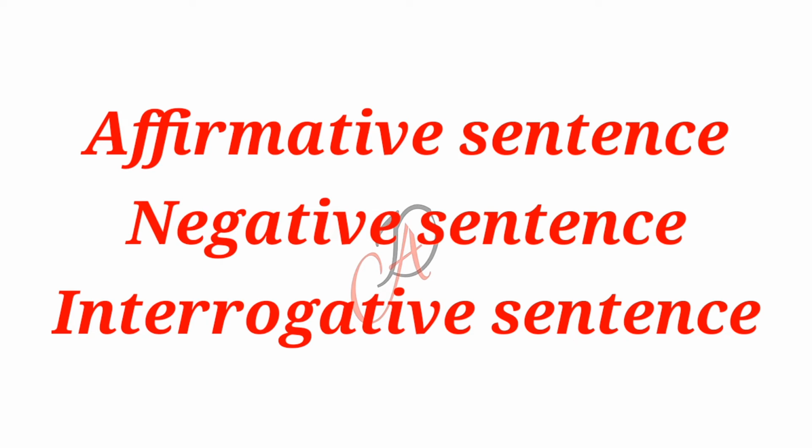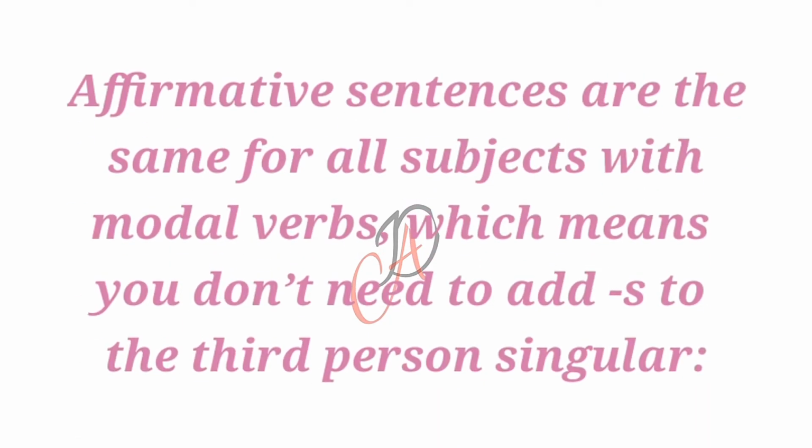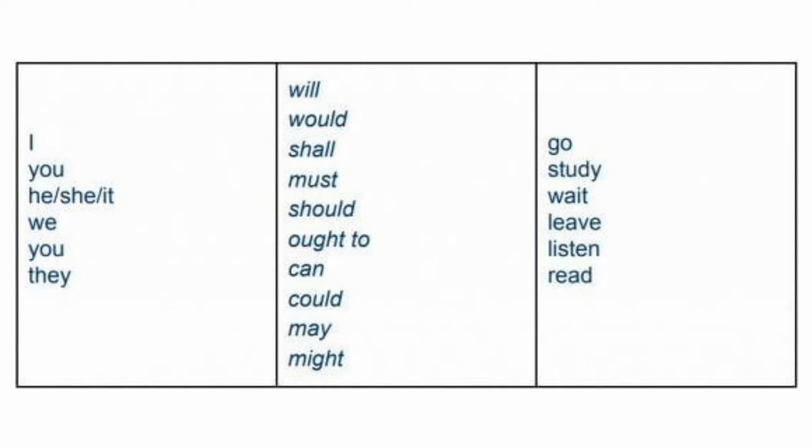And now let's understand the usage of modal verbs with affirmative sentences. These are the same for all subjects, which means you don't need to add s to the third person singular. Let's look at the chart closely. There are three columns given in the chart. In the first column we can see the pronouns, in the second column the modal verbs, and in the third column main verbs.